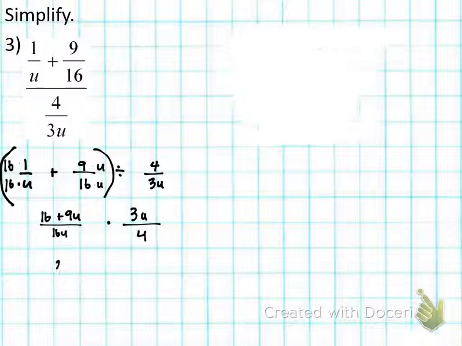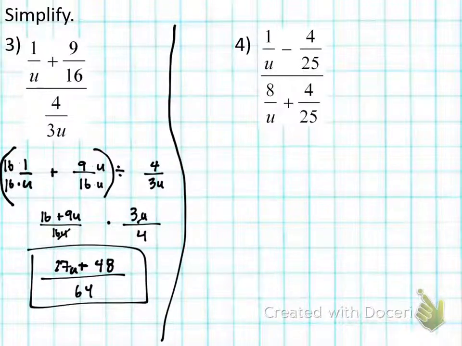Number 3, your answer should be the following. You should have canceled out the u and u here. These two u's could have canceled out. Multiplying 16 times 3 is 48. 9u times 3 is 27u. 16 times 4 is 64. I can't simplify anything else, so that's it. Make sense? And notice it's in descending order. I know that 9u was second, but I put it first because I like having it in descending order.